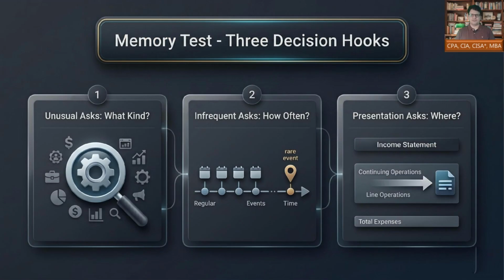Here is a simple memory test. Unusual asks, what kind? This is the nature test. Infrequent asks, how often? This is the recurrence test. Presentation asks, where? The answer is inside continuing operations as a separate component with no separate per share line on the face. These three questions are powerful in exams because they stop you from mixing classification, recurrence, and presentation. When a fact pattern looks messy, slow down and answer kind, often, and where.